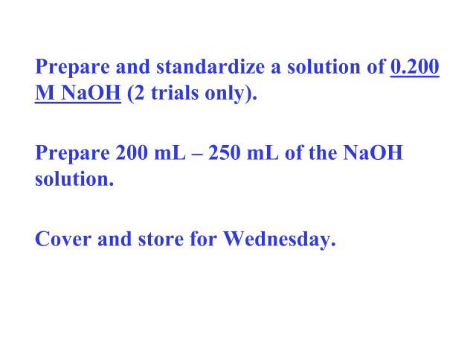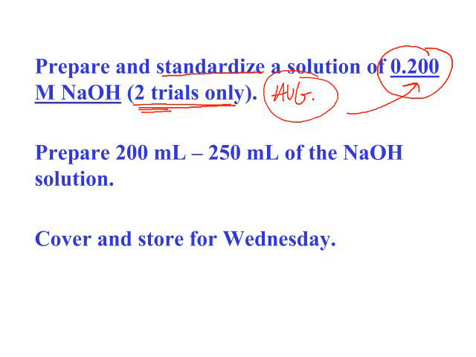First, you will prepare and standardize a solution of 0.2 molar sodium hydroxide. You will do 2 trials only of this standardization. So you will quickly prepare an approximately 0.2 molar sodium hydroxide solution, and then you will standardize it in 2 trials and take an average to get the molarity of your sodium hydroxide.